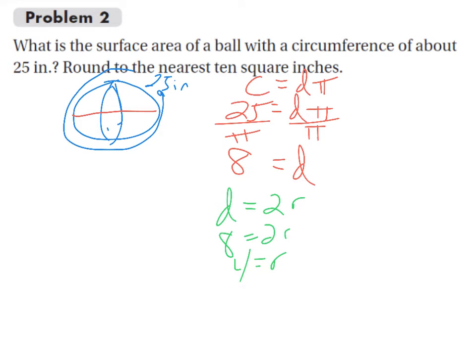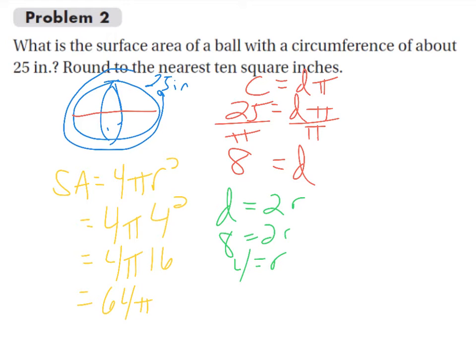So now that I know my radius, I can find the surface area, because again, surface area is 4 pi r squared. So I plug in 4 for my radius, so I've got 4 pi times 4 squared. 4 squared is 16. 4 times 16 is 64. So 64 pi gives me about 201.06. They want it to the nearest 10 square inches, so that'll round to 200 square inches.